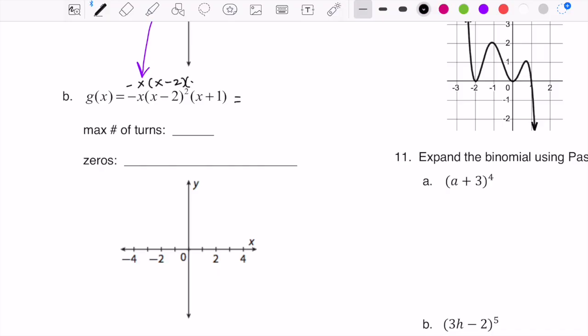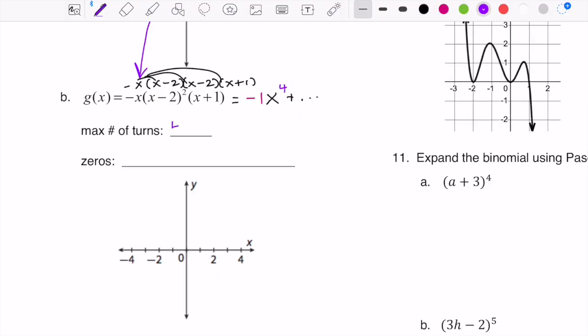Next one, do the same thing, figure out what your first term is, but be careful because this right here, x minus 2, has a multiplicity of 2, so when we go to find that first term, we have to take that into consideration. So that's going to be negative 1, and then it's going to be x to the 4th power. And then there's going to be a bunch of other stuff if we multiplied it out, but to graph we don't need that. So the number of turns I'm going to be having is 4 minus 1. That's the max number of turns.